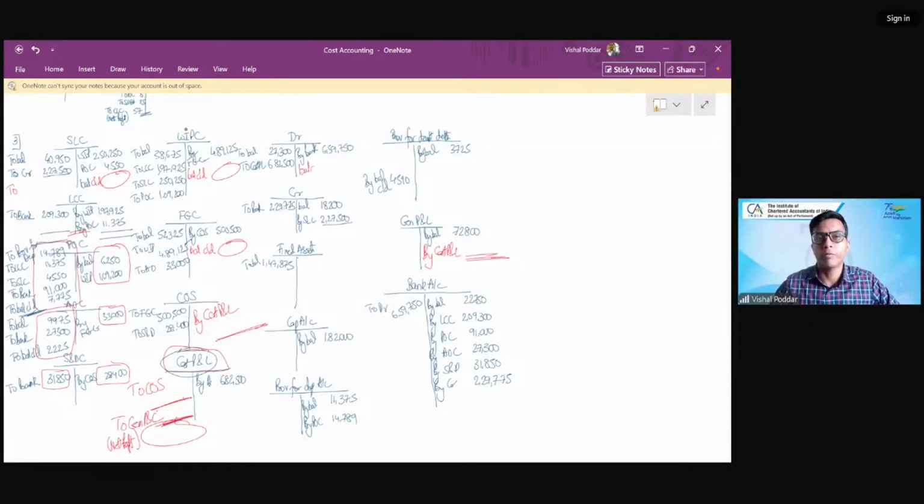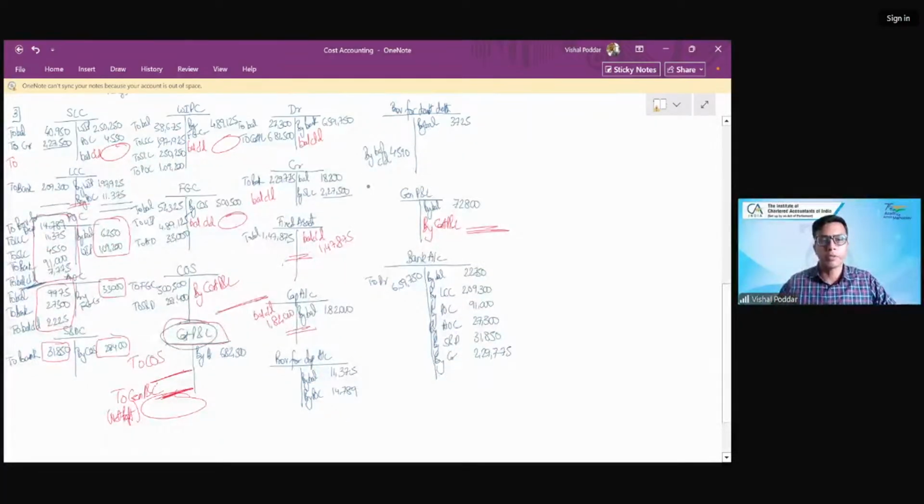Debtors, you will have balance. Creditors, you will have balance. Fixed asset, the same balance which was there in opening, similarly for capital. Now, provision for depreciation. Again, the total of this will be carried down to the next year.